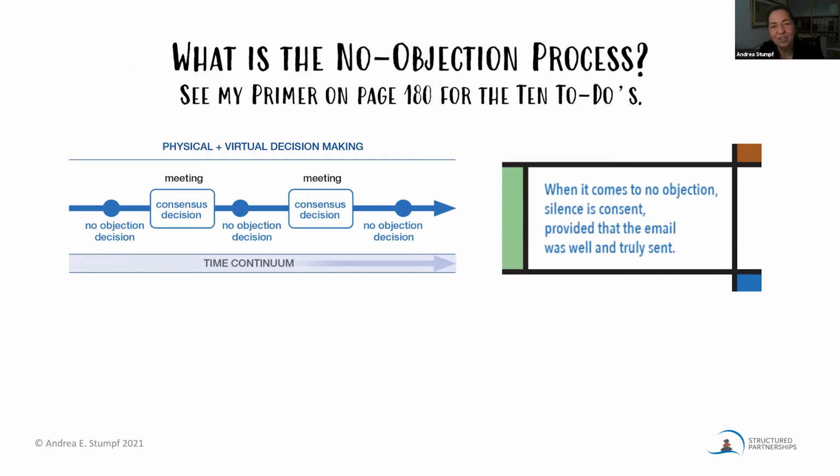So as far as no objection processes, I don't have time to go through that here, but I have a whole page in my primer with my 10 steps, 10 to-dos as to different things to be alert to and to make it function properly. But I can encapsulate it in the little ditty that I have in my book for builders, which is, when it comes to no objection, silence is consent, provided that the email was well and truly sent.